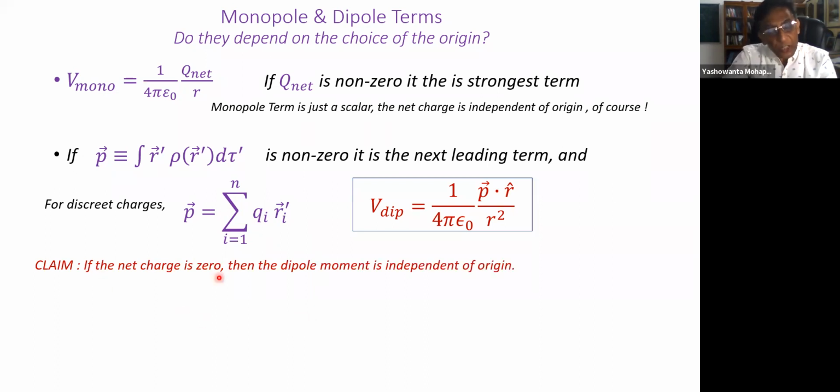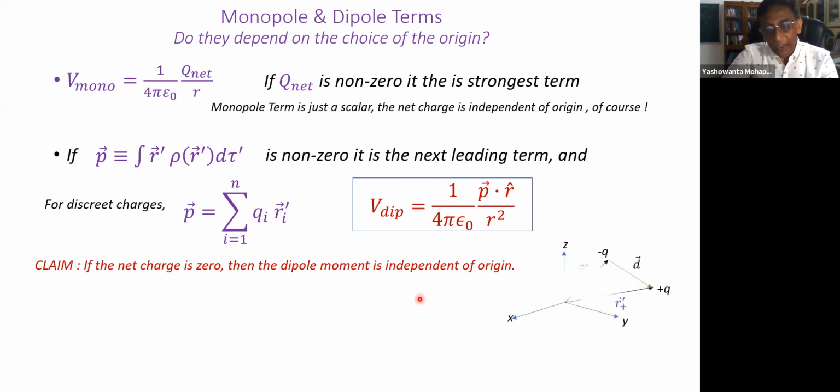If the net charge is zero, we'll prove it, then the dipole moment is independent of origin. If the net charge is zero, we cannot say the same thing if the net charge is not zero. So this is an important exception: if the monopole term is not there, then the dipole term is independent of the choice of the origin.